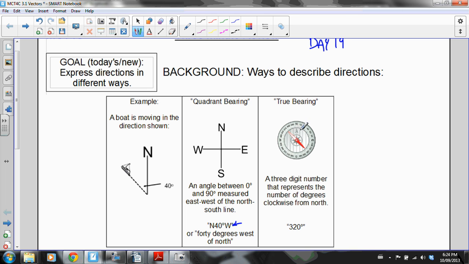A second way of talking about direction is the true bearing. True bearing is essentially you put a line at true north, like this, and it's the number of degrees from true north. That's it. And it's a 3-digit number from true north. So here, if true north is 0, how many degrees are you from true north if I rotate this way, similar to a compass? Well, 360 is all the way around. 360 minus 40, there's the true bearing, 320.